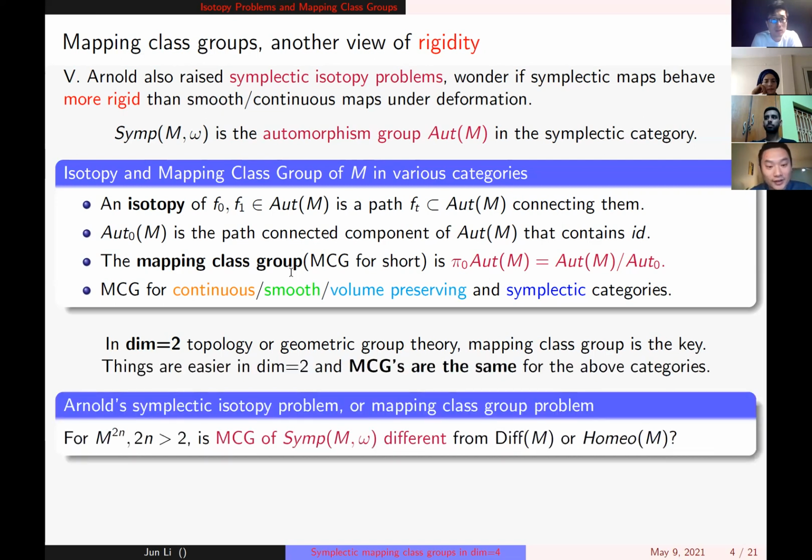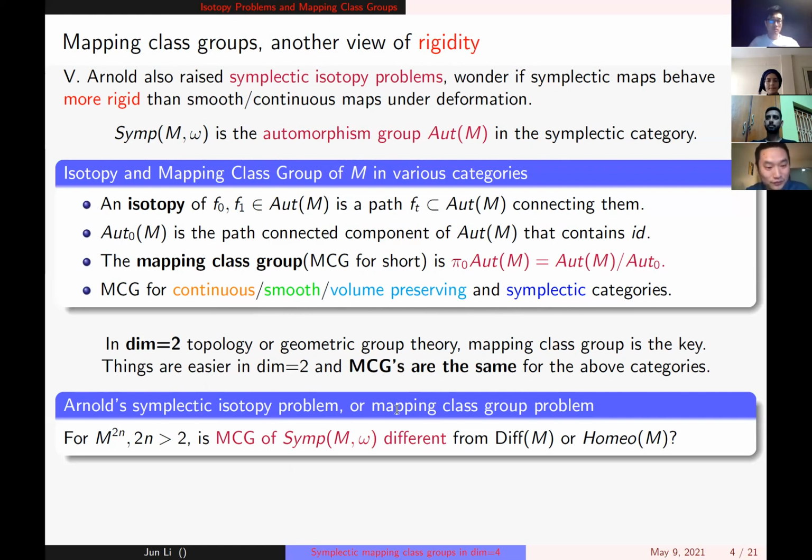That's easier if we ask about the comparison kind of problem. Here I'm saying that the MCGs are the same in dimension 2. That's not precise. I think the precise statement is, if you have volume preserving or symplectic, then you extend the group by Z2, like orientation reversing maps. Then you get the mapping class group of the smooth or continuous category if you are dealing with an orientable object in dimension 2. Okay, but roughly speaking, mapping class groups are the same in various categories in dimension 2.